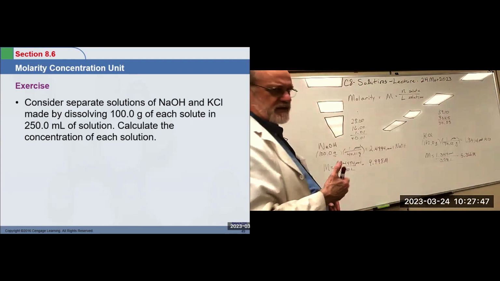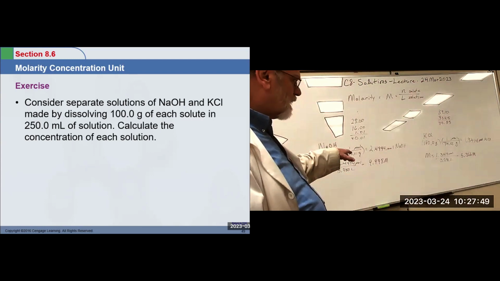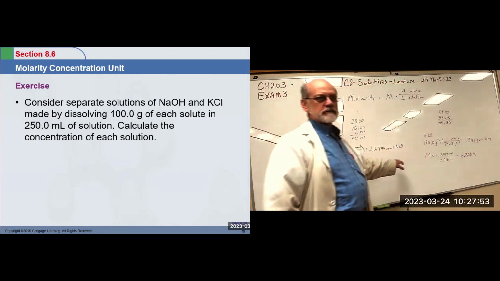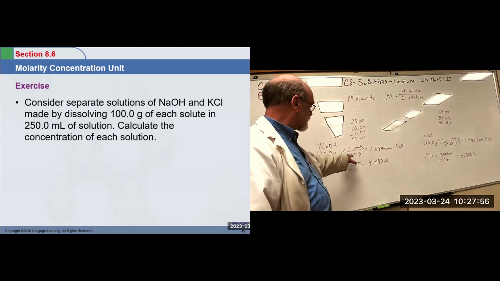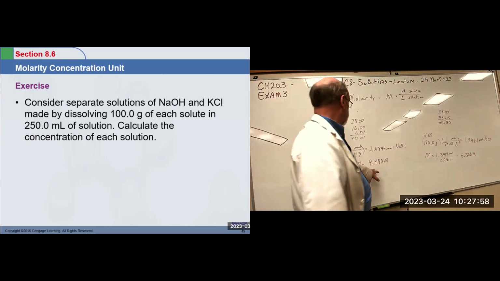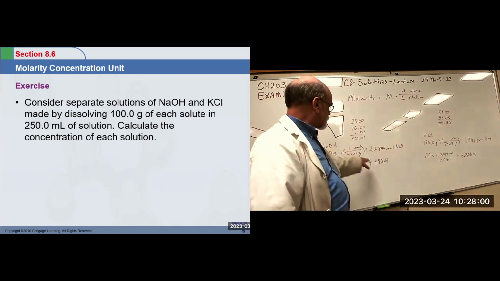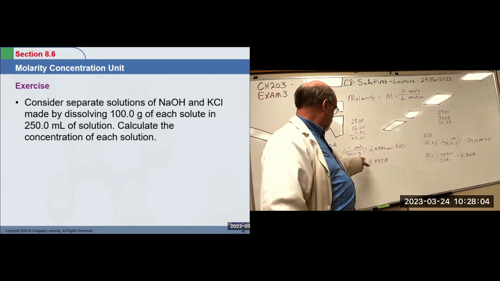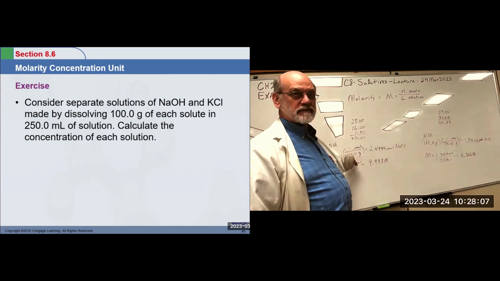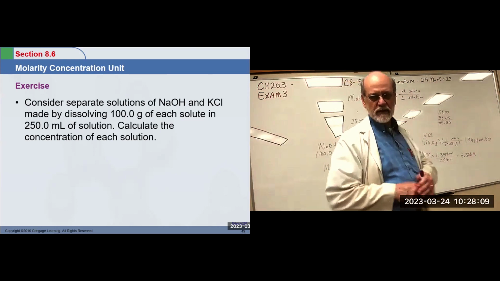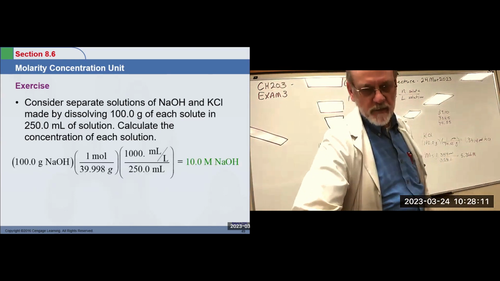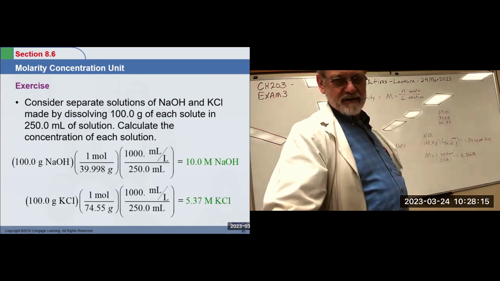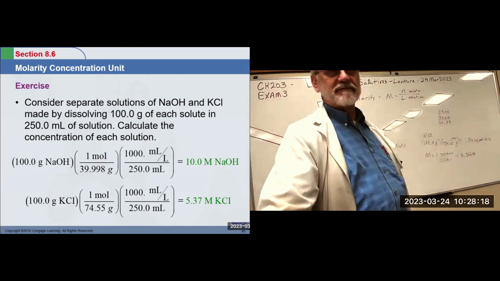So the point of this exercise is that you may have the same masses, but you have different moles. So even with the same volume, it gives you a different concentration. Sodium hydroxide has a higher molar concentration, molarity, because it's a smaller molecule. And let's see if they agree with me. They're rounding it off to 5.37. Okay.